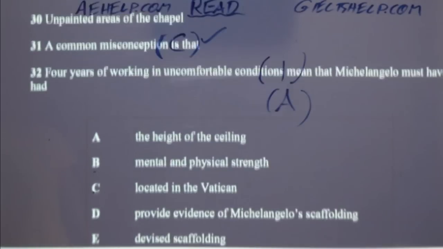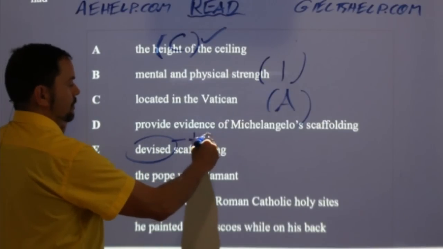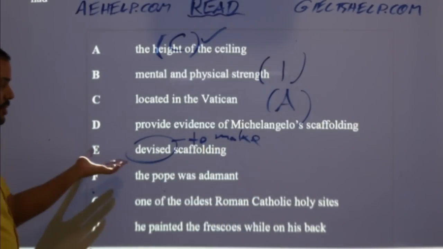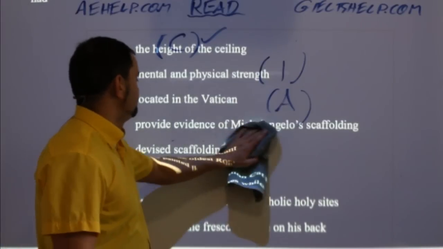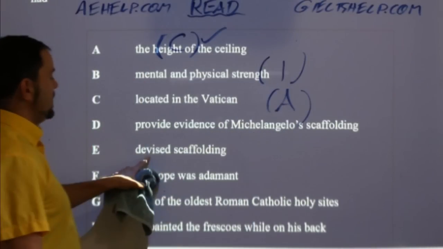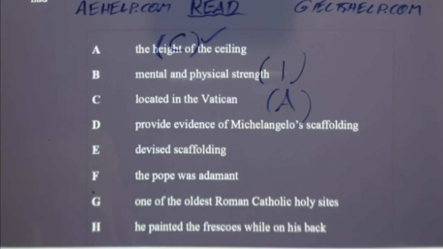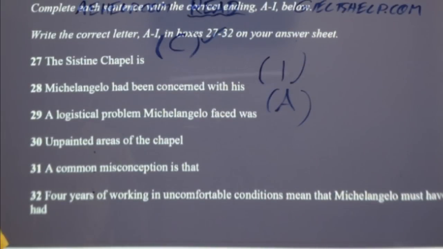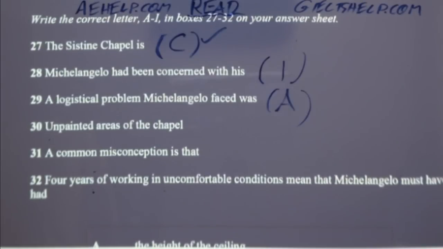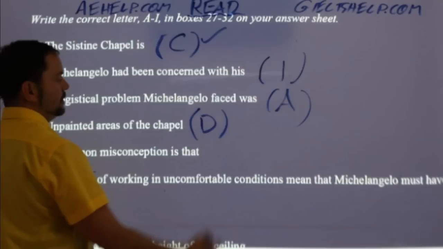The answer E is wrong because devised means to make. Okay, so Michelangelo made scaffolding, but E is wrong because it's grammatically incorrect. You cannot follow with a verb in this case. That is devised, okay? So devised is not going to work. Provide is going to work, okay? So D is the correct answer. So here it's D. The meaning is different for E. Devise means to create, okay, or make.